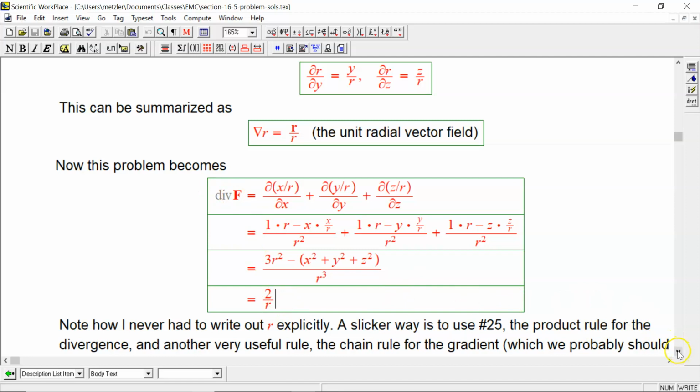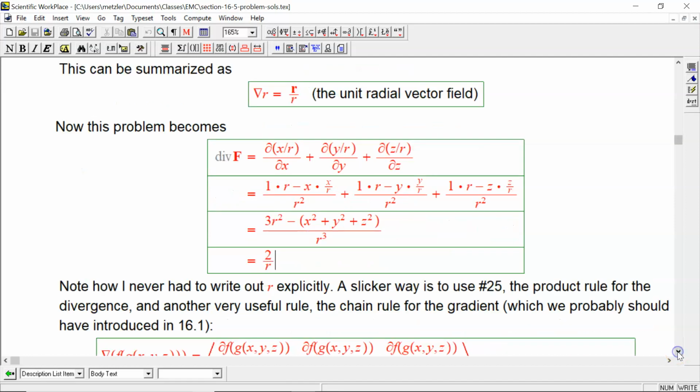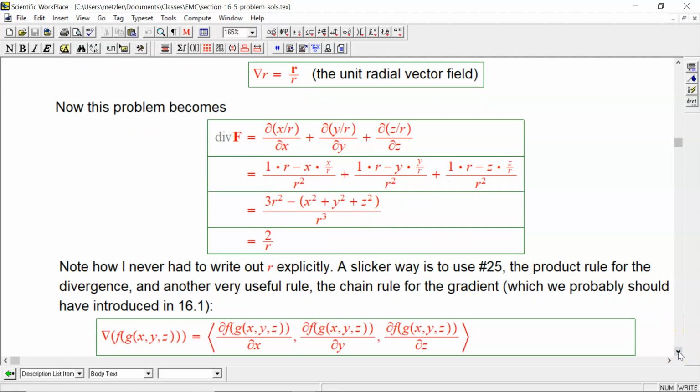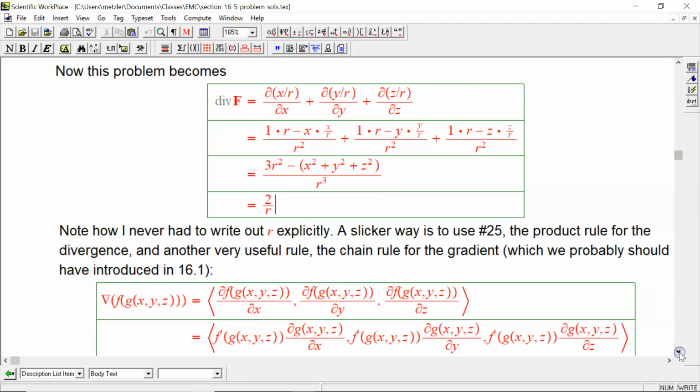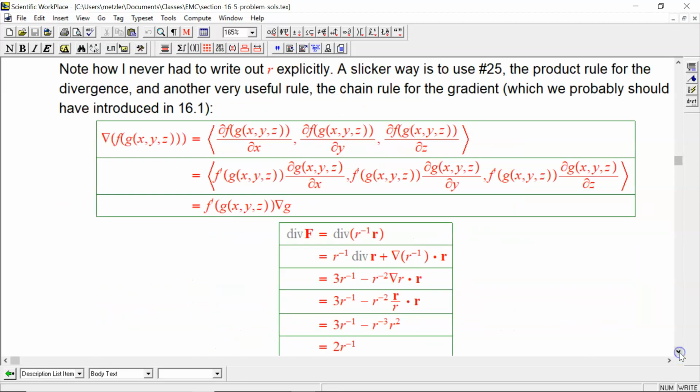Now, if you look at the cool rules in like 23 through 30, some sum and product rules, in particular number 25, the product rule for the divergence, you can get something nicer. And also, there's a rule. I'm realizing, I don't know why I didn't realize this before, that in 16.1 they really should bring in the chain rule for the gradient. So let me just introduce that.